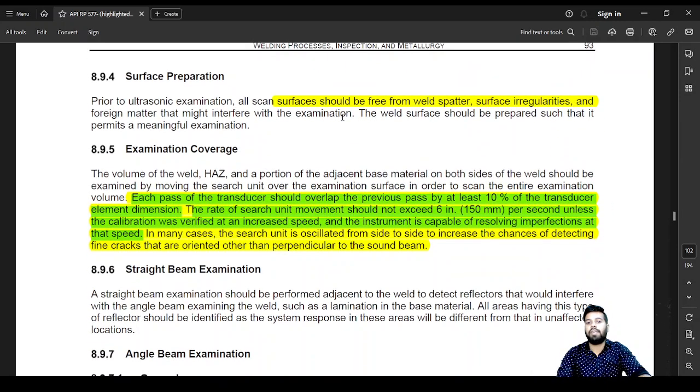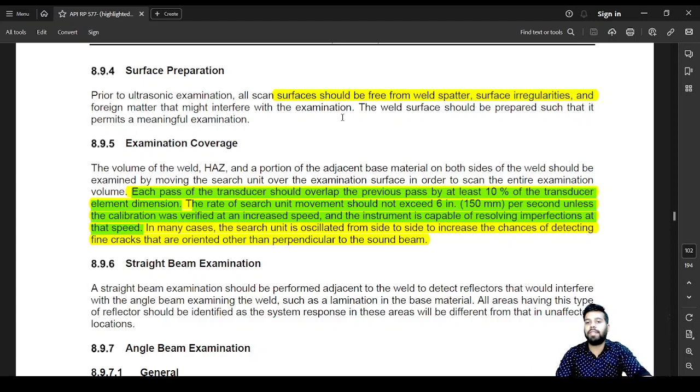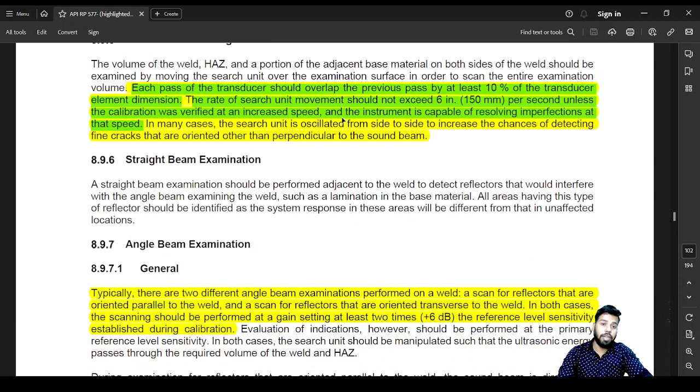Surface preparation. The surface should be free from weld spatter, surface irregularities and foreign matter that might interfere with examination. Examination coverage. The volume of weld, heat affected zone and the portion of adjacent base metal on both sides of the weld should be examined by moving the search unit over the examination surface in order to scan the entire specimen. Each pass of the transducer should overlap the previous pass by at least 10% of the transducer element dimension.